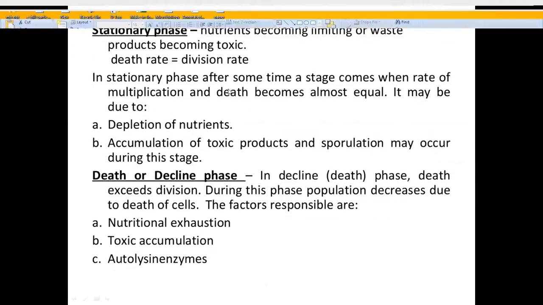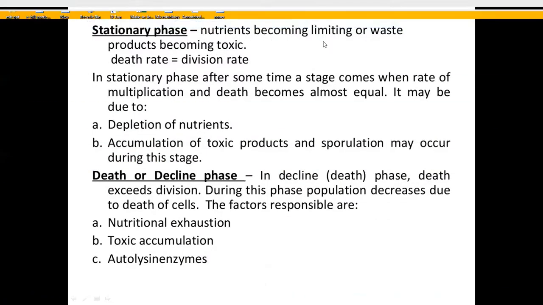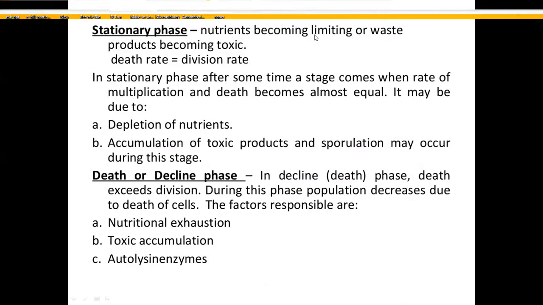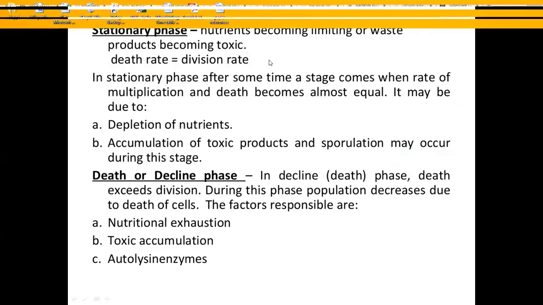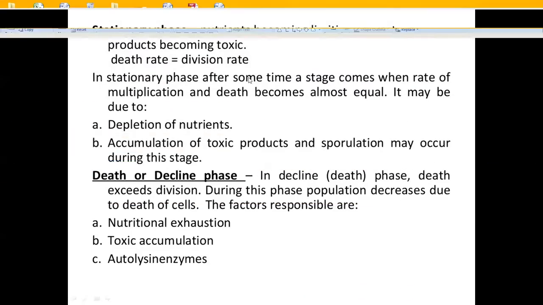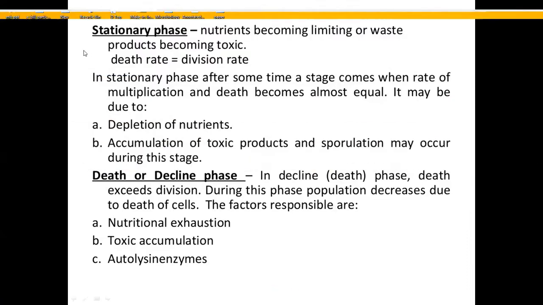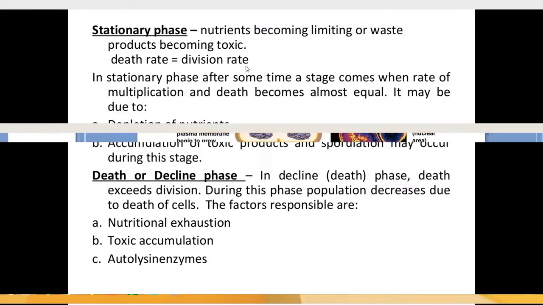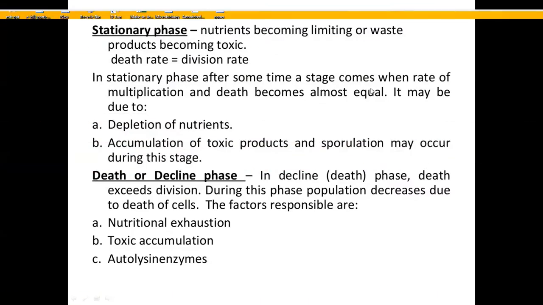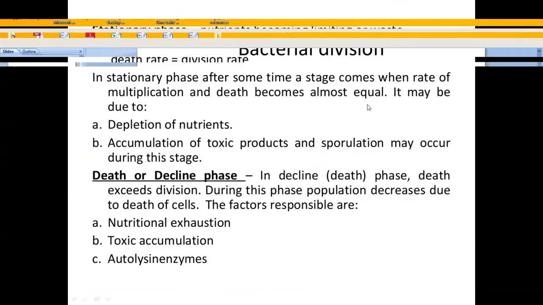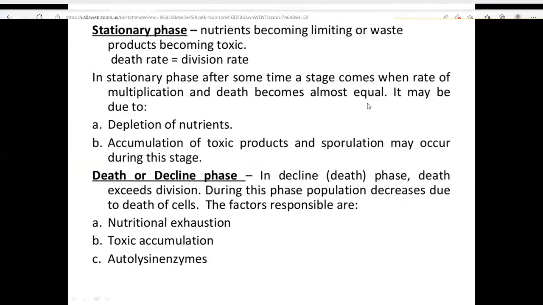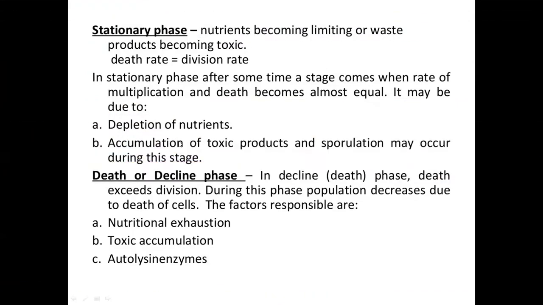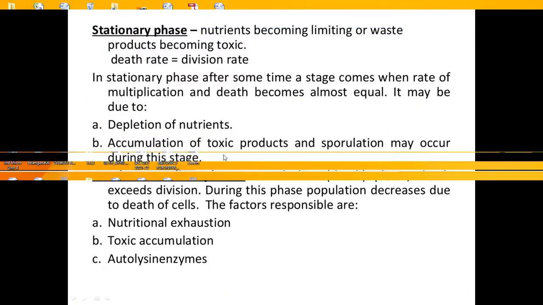Next is the stationary phase. Here nutrients become limiting, or waste products become toxic. If you remember, in the stationary phase the number of cells will be constant. In other words, the death rate is equal to the division rate. After some time, a stage comes when the rate of multiplication and the rate of death become almost equal. The new cells formed and the cells dying are equal. It may be due to exhaustion of nutrients or accumulation of toxic products.